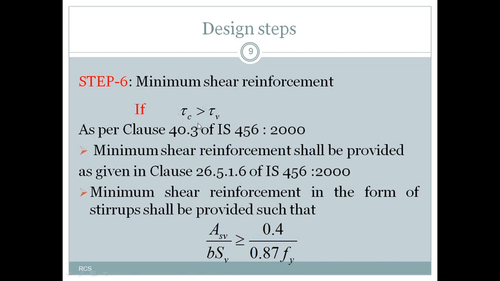If the condition fails, then we go for a separate design of shear reinforcement. So say for this condition, let us assume that our design shear strength is greater than the nominal shear stress of the concrete as per clause number 40.3 of IS 456-2000, and in this clause a subclause is there, 26.5.1.6 of IS 456-2000. The minimum shear reinforcement for a stirrup shall be provided according to this formula.